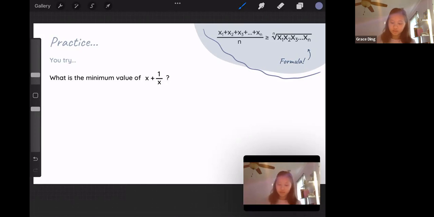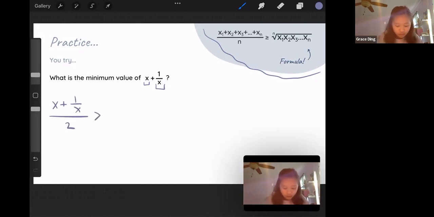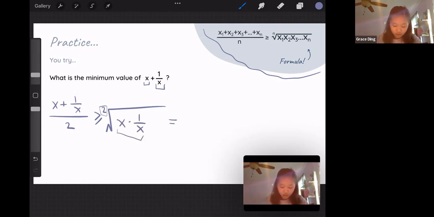Okay, I'll just explain this. It's actually not that hard once you understand how to do it. We're just going to use x and 1 over x as the two terms. If we plug into the formula, the arithmetic mean is just those two divided by 2. And then according to AM-GM, this is always more than or equal to the square root. As these are two terms, that's why we have this. It's going to be the square root of x times 1 over x. And then we see that these two cancel out. So once we do that, it would be 1.